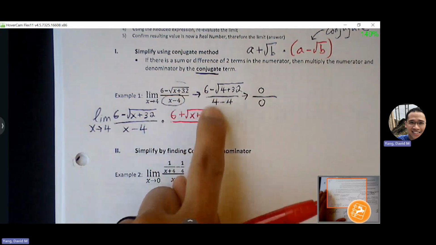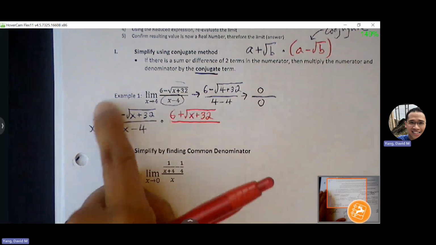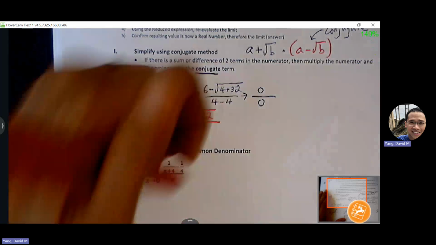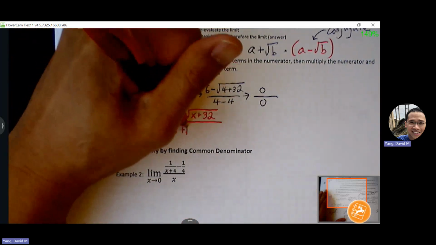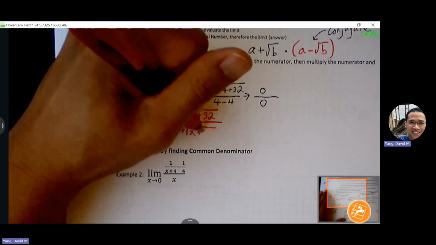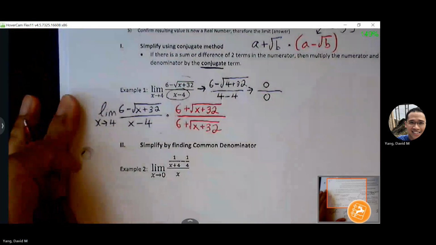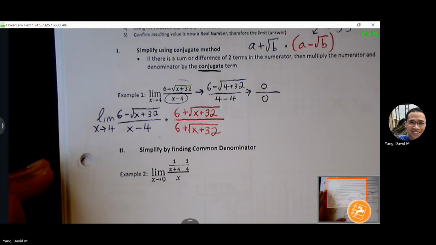I want to basically multiply by 1 so that I'm not changing the overall value of my starting expression. So whatever you create as your conjugate, make sure you copy that exact same thing to the other side of your division line. Good so far?